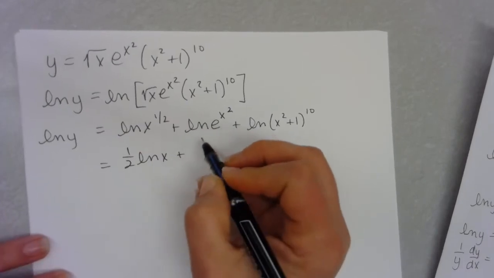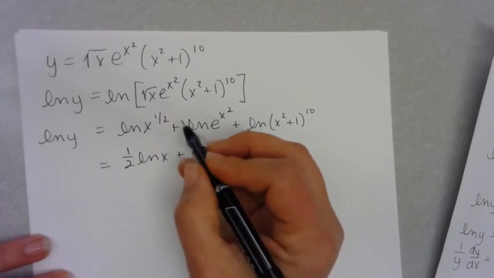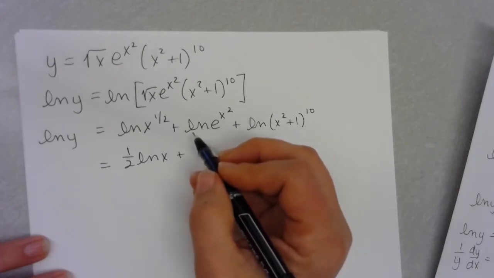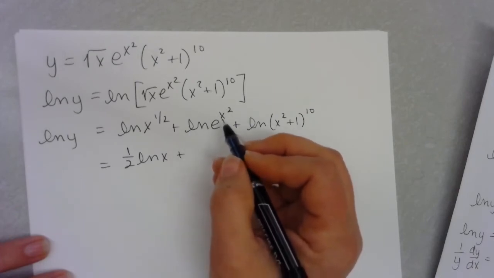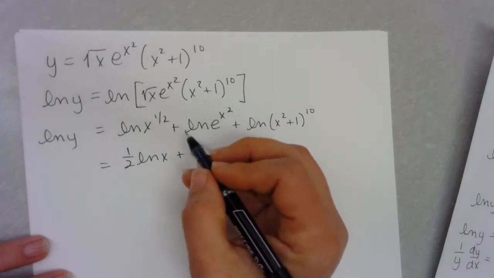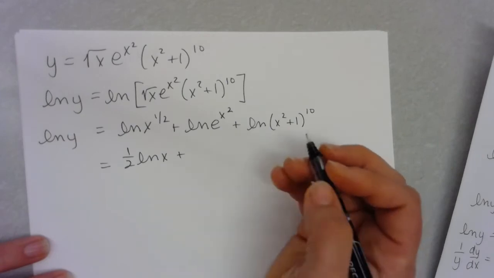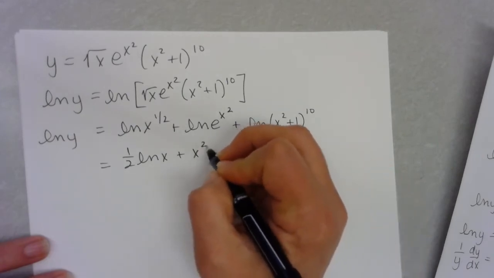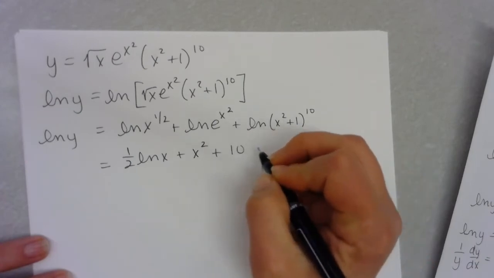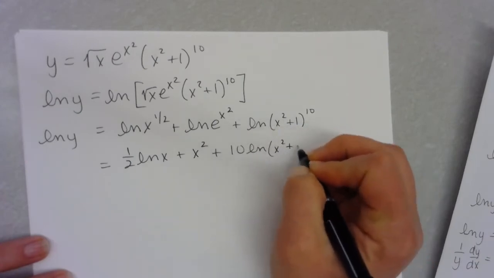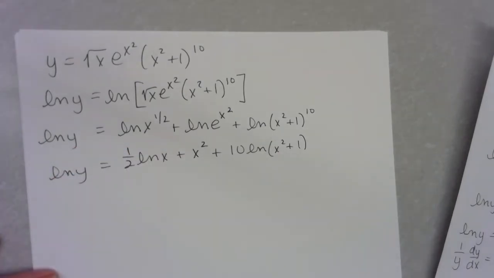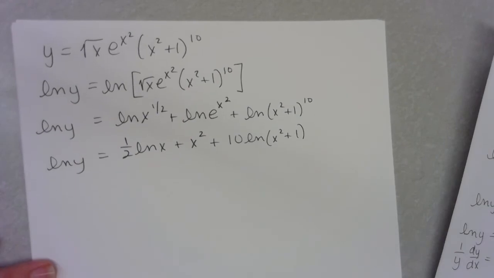And then this is going to be x squared times the natural log of e. The natural log of e, actually these two things, they do undo each other. When I have the natural log of e to the x, it's just the x. So in this case, if I pull down the x squared, I've got x squared ln e, and ln e is actually just 1. So this part just simplified to x squared. And then this, I'm going to pull down the 10 in front, 10 ln of x squared plus 1. All right, this is still really y, just in a different form. Now I'm ready to do my derivative.